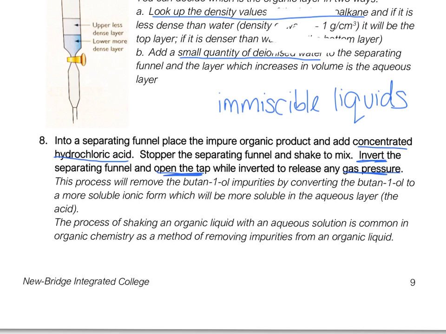Now the reason we add concentrated hydrochloric acid is to remove the butan-1-ol impurities. Obviously butan-1-ol is going to be part of the organic layer, it's an organic compound. What the concentrated hydrochloric acid does is convert it to a more soluble ionic form. If it's more soluble, more ionic, then it's going to go into the aqueous layer, the layer with the water and the other impurities. And so it moves into the aqueous layer, and then we can separate it off again, which we'll look at in the next step.